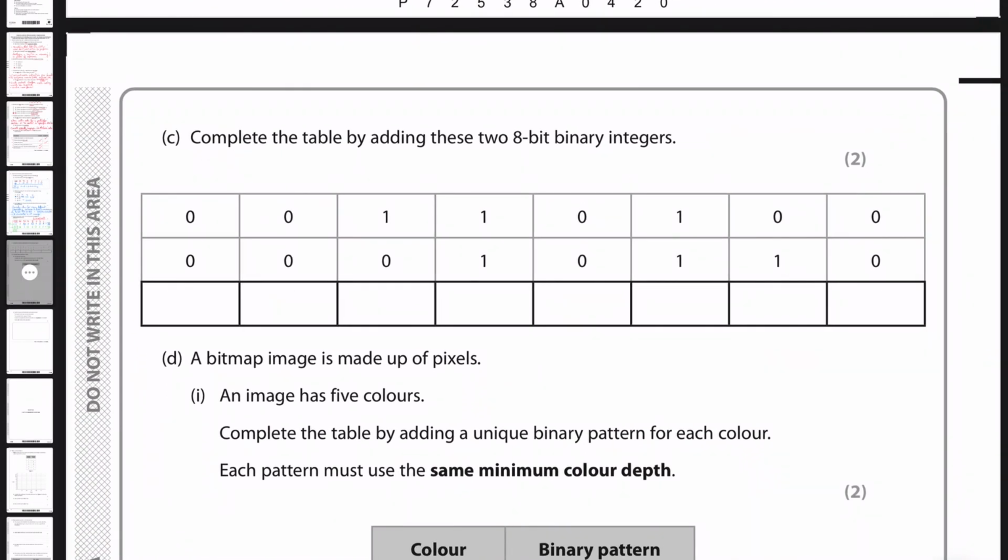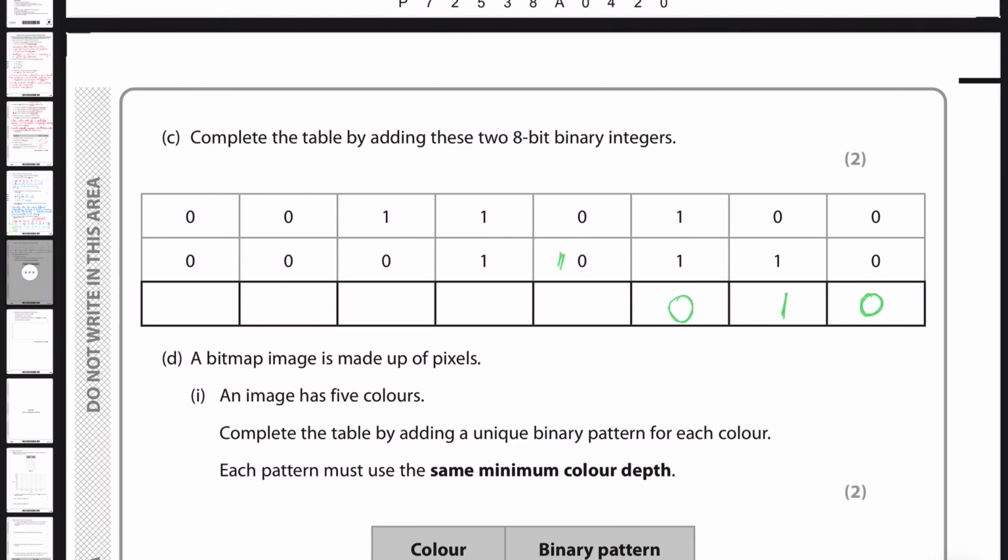Complete the table by adding these two 8-bit binary numbers together. Well, this is nice and straightforward. Remember, we can only have ones or zeros. So 0 plus 0 is obviously 0. 1 plus 0 is 1. 1 plus 1 is 2, but we can't have 2, so we've got to go 0 and carry the 1.